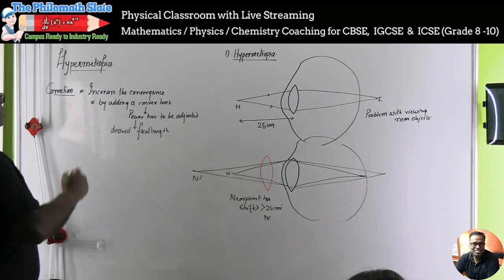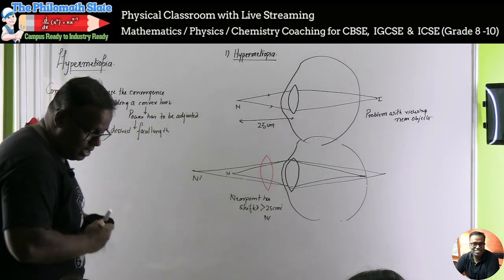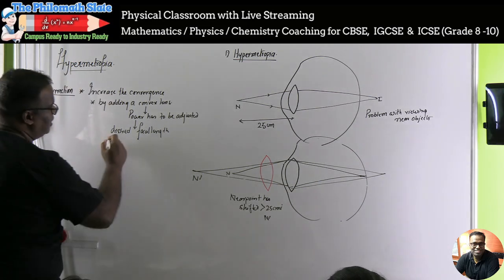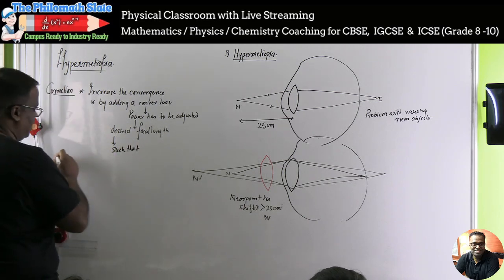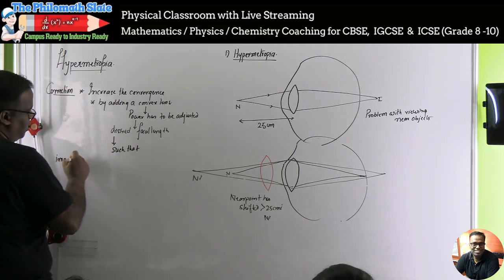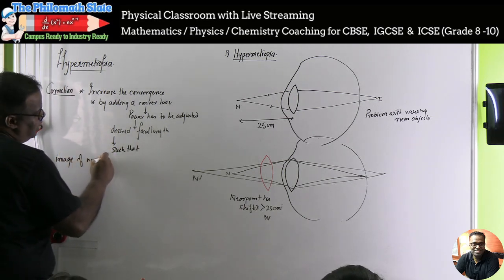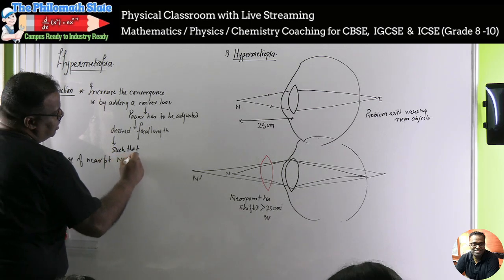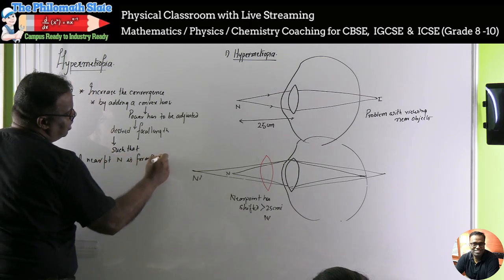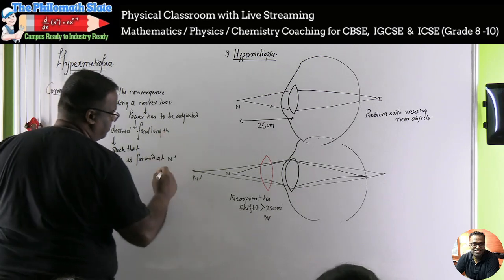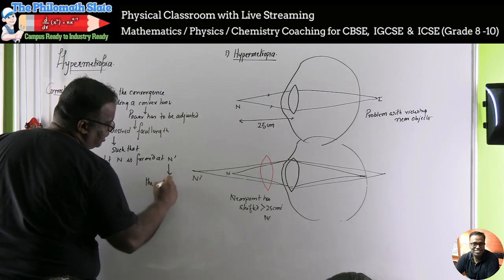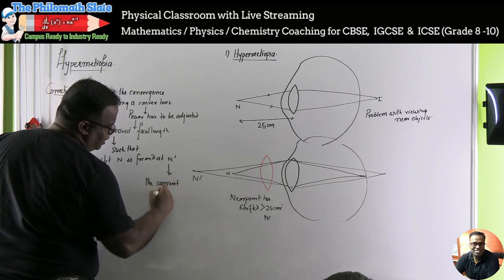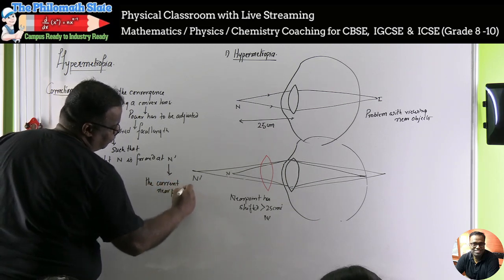So our job will be what? So we'll draw that diagram. So add a desired focal length such that image of near point N is formed at N dash. N dash is what? The current near point of defective eye.